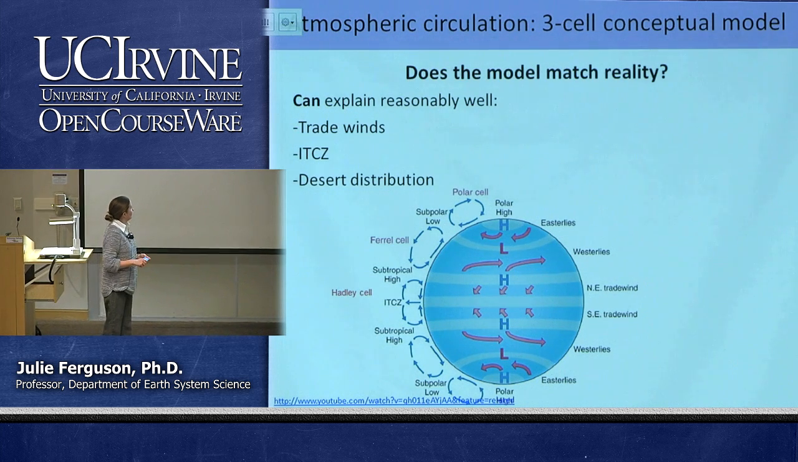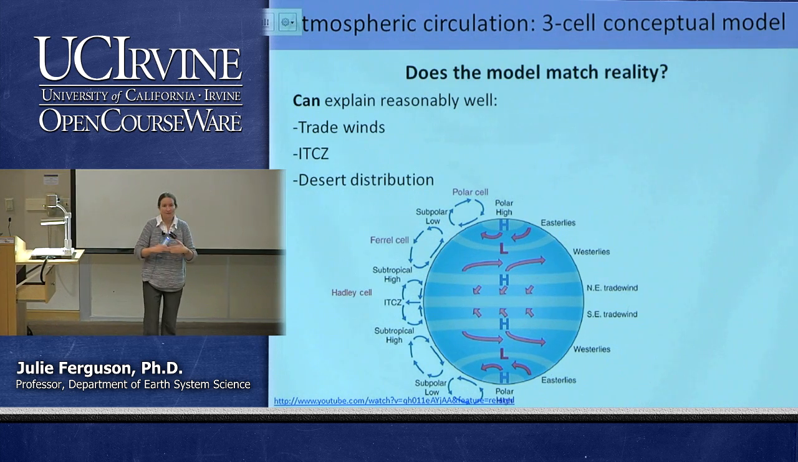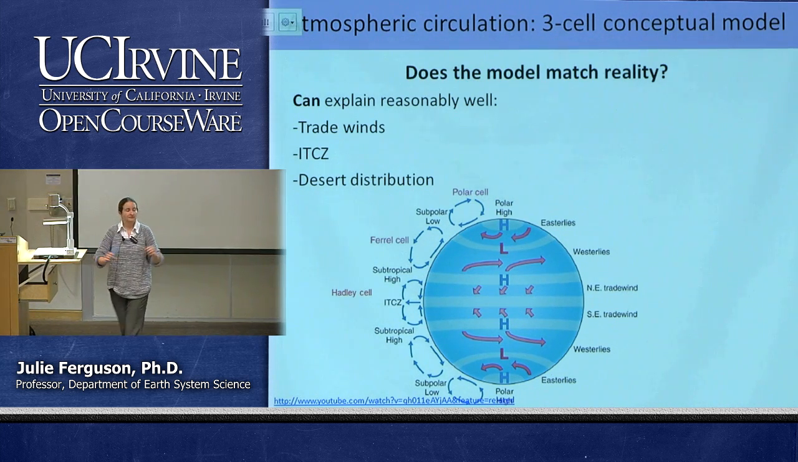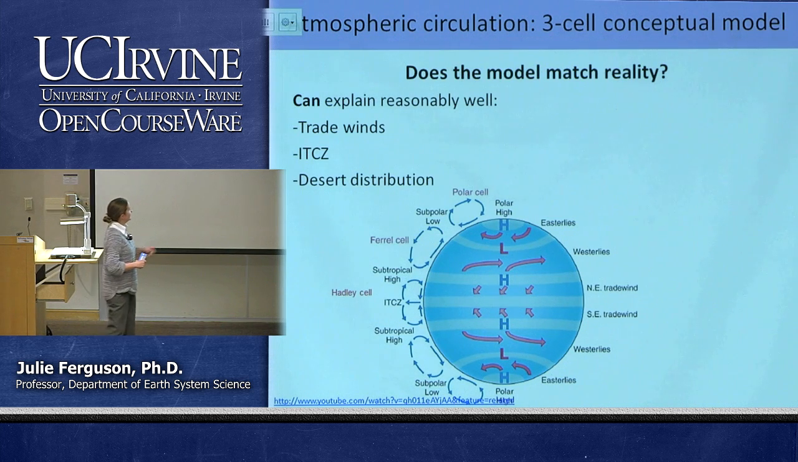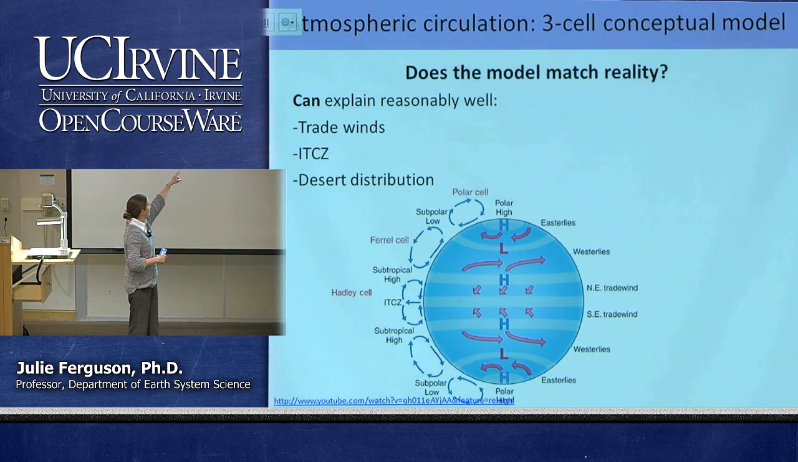So, what can our model explain? So first of all, we have our ITCZ. We have our band of cloud at the equator. Okay? It can explain our easterly trade winds. And not only that, but also we have our westerly winds either side.